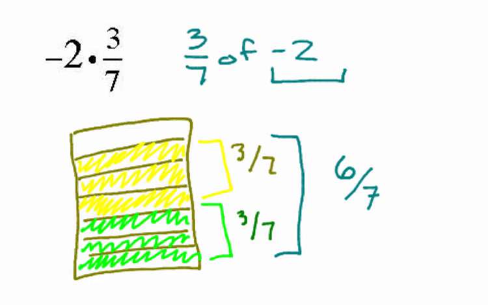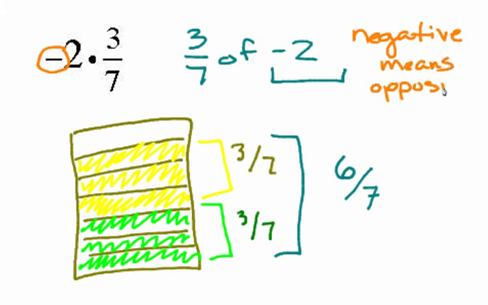Now we have to come back and talk about the negative sign. It was actually -2 times 3/7. Well, negative, remember, means opposite. A negative sign means opposite. What they're saying here is that they want to know what is the opposite of 2 times 3/7. Well, 2 times 3/7 is 6/7, so the opposite of that must be -6/7. So -6/7 equals -2 times 3/7.